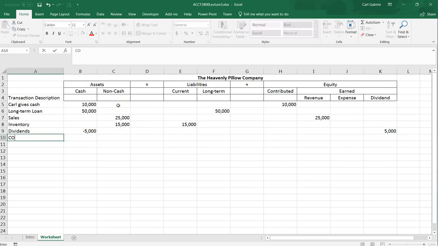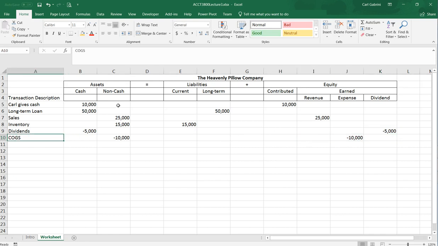So we have cost of goods sold related to the inventory, and so that would be a reduction in inventory, and the recording of, oops, sorry about that, recording of an expense. And I'm going to make this a negative $5,000 just so it's clear. We're not decreasing dividends, but we are decreasing equity. And that's what the negative number represents here. Okay?